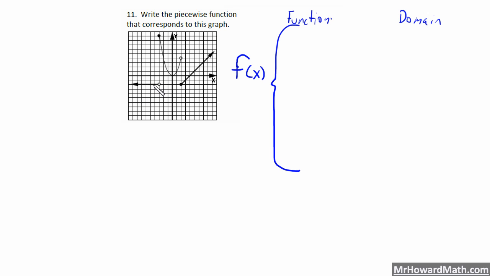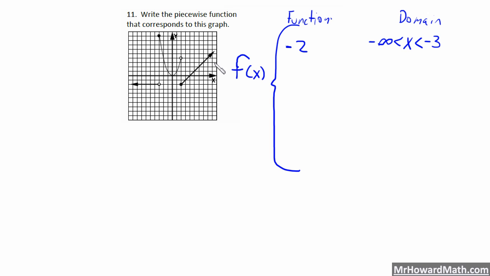Alright, so this is y equals -2. It's just a horizontal line segment. Y equals -2 describes it. And it is good for a domain of greater than -infinity, but less than -3.